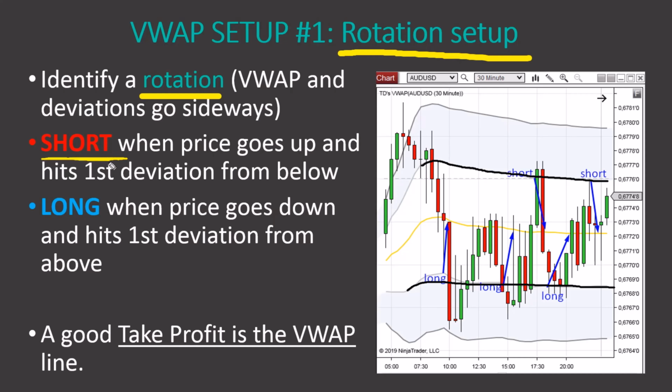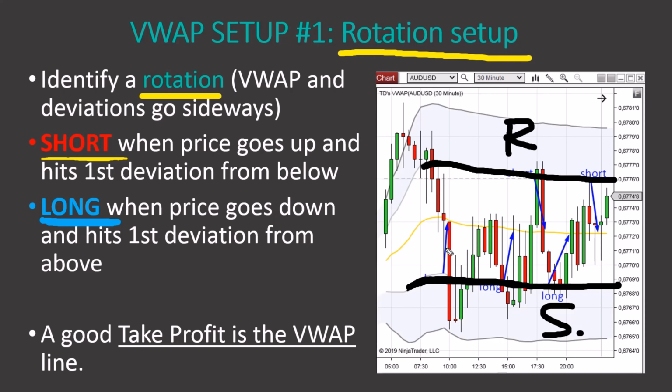Now it gets real simple. You go short when the price hits this first deviation, and you go long when the price hits this deviation. This lower deviation is a support. This one is a resistance. The price is moving between those two, between this support and this resistance.